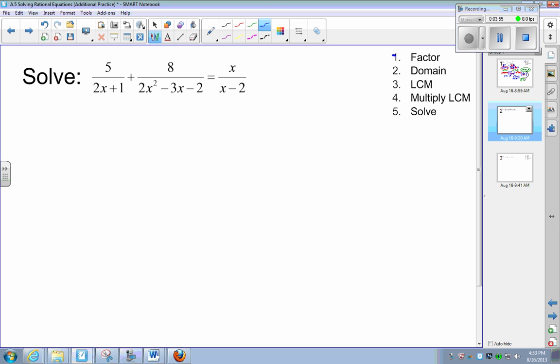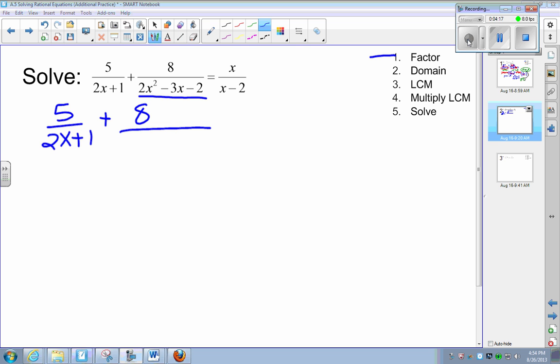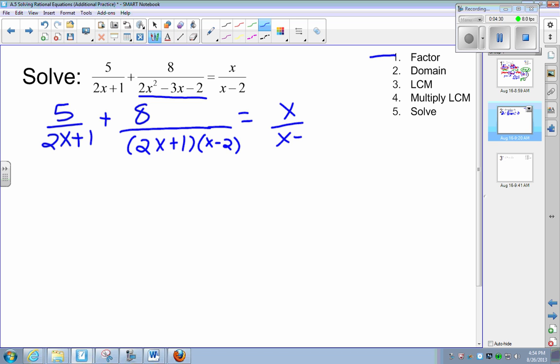And like you guys guessed, our first step's going to be factoring. So it looks like we can't factor this first denominator, but the second denominator we can definitely factor. So let's go ahead and do that. And we're going to get 5 over 2x plus 1 plus 8 over 2x plus 1 times x minus 2 is equal to x over x minus 2. Okay, cool. So we factored.